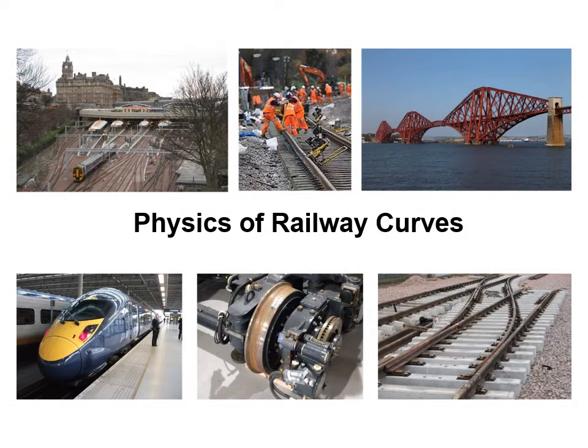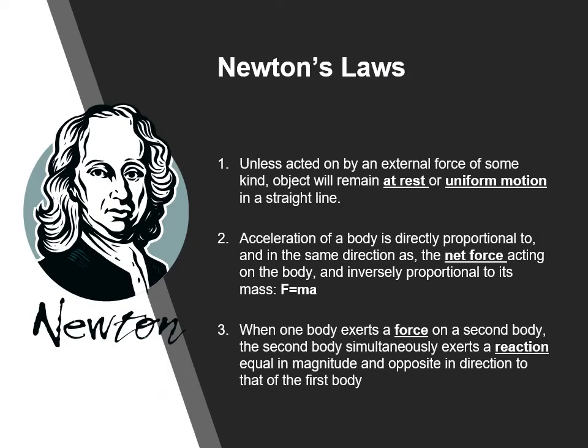So let's start off with looking at the physics of railway curves. So let's start off by looking at Isaac Newton's three laws. Law 1. Unless acted on by an external force of some kind, an object will remain at rest or uniform motion in a straight line. Law 2. The acceleration of a body is directly proportional to, and in the same direction as, the net force acting on the body, and inversely proportional to its mass, F equals ma. The third law is when one body exerts a force on a second body, the second body simultaneously exerts a reaction equal in magnitude and opposite in direction to that of the first body.